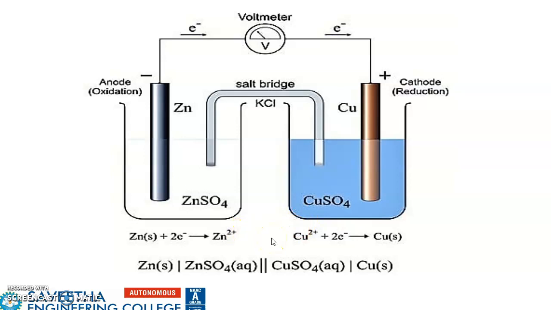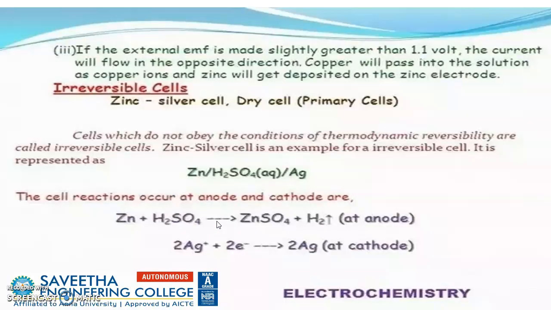The first condition is that the opposing force and the acting force will differ, with the opposing force slightly greater. The second thing is that the reactions are reversible. If these two conditions are satisfied, we call it a reversible cell.